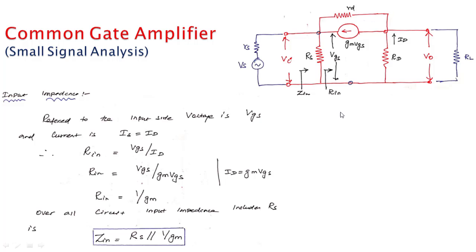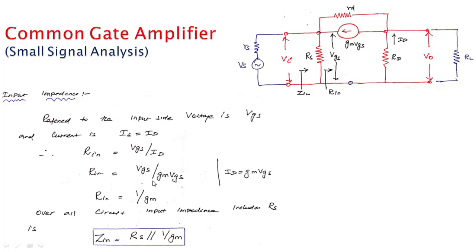So this is a circuit we already made for input impedance. The input impedance is given by VGS divided by ID, because here the input current is ID or IS. In the previous case the input current was IG, but here the input current is ID, because IS is equal to ID. So the input voltage here is VGS and the input current is ID.